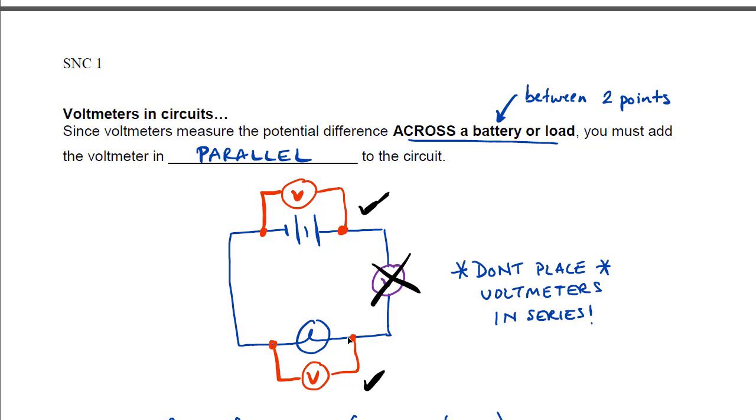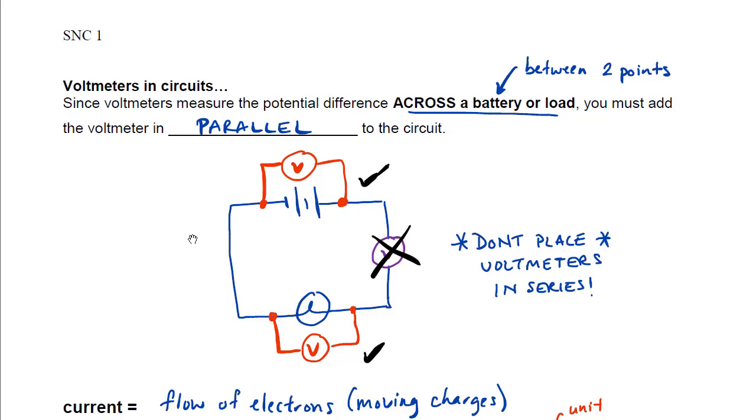You must have a separate parallel pathway so that you can test to see the difference between the voltage here and the voltage here, because the force is going to be different inside here. It's going to be using some of that voltage as it's passing through. Okay, so please make sure whenever you're drawing your voltmeters, you must add them in parallel.